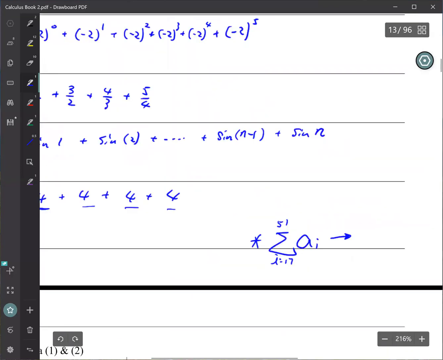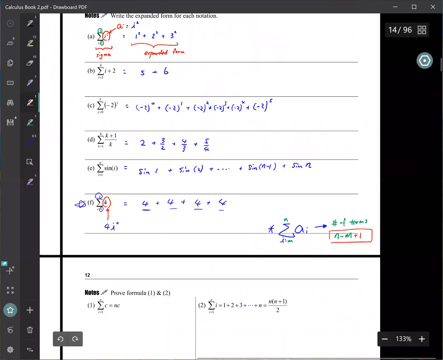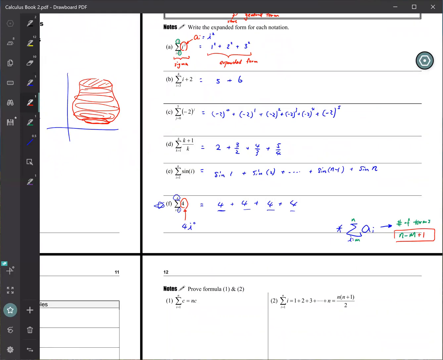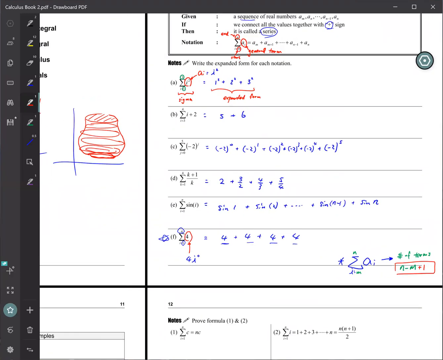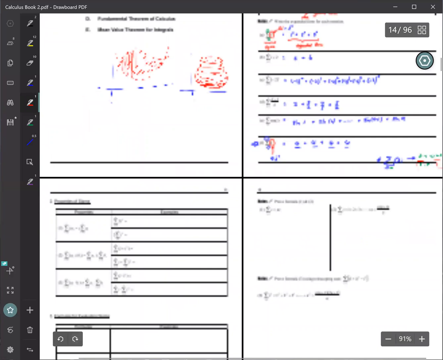So if I have M and N, then the number of terms will be N minus M. Remember, you need to add a 1. Okay, so you can put this on the side, just in case they ask how many terms there are in total. Any questions here? Okay, we'll move on. This is pretty easy.